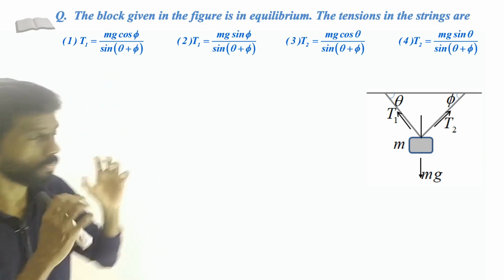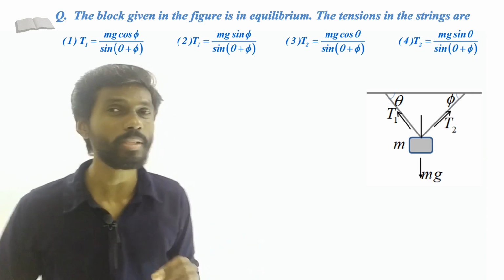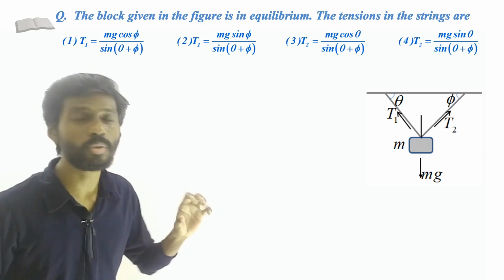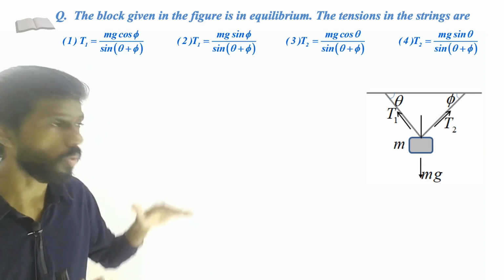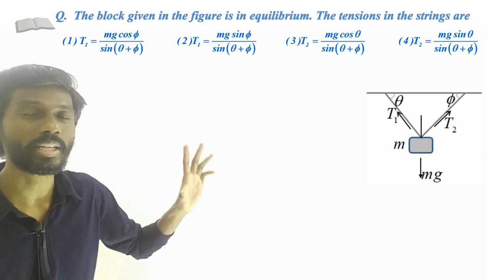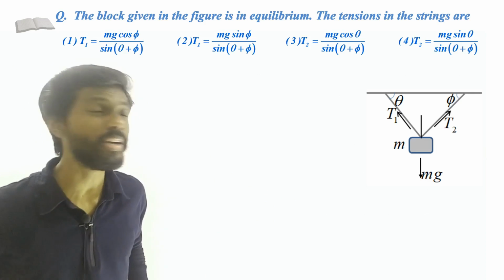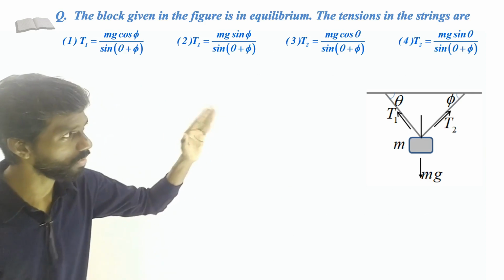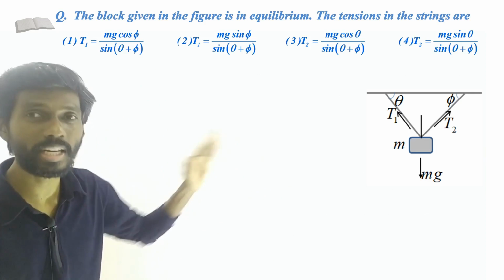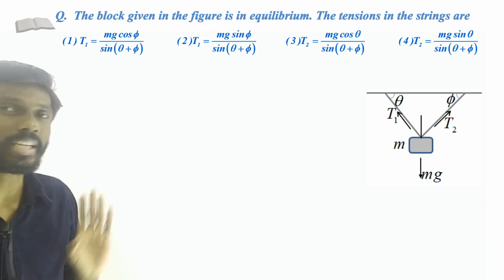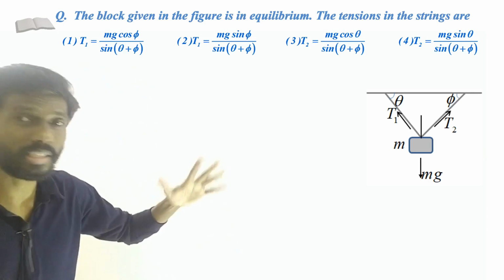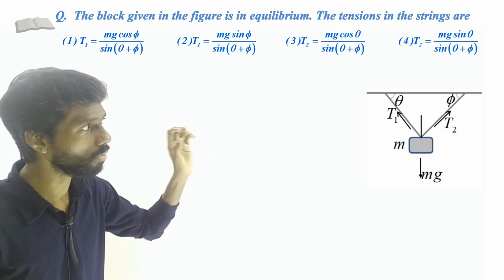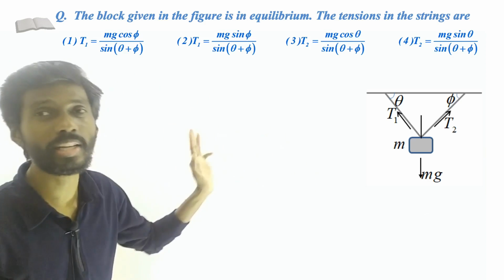Now this block is in equilibrium, so the total force acting on this block should be 0. But we will consider the total force in two different directions, one in the horizontal direction, one in the vertical direction. What are the forces acting on this block in the horizontal direction? The components of these two tensions in the horizontal direction, right? The gravitational force is acting in the vertically downward direction, but that doesn't act in the horizontal direction. The only forces are the components of these two tension forces in the horizontal direction, right?